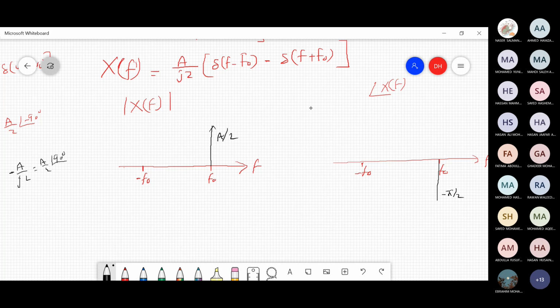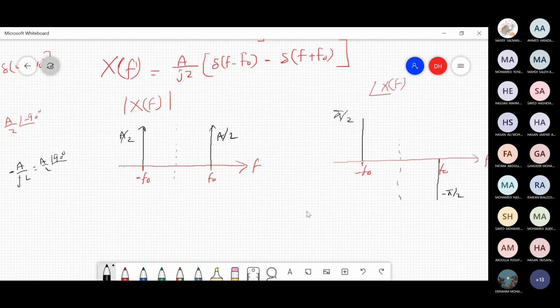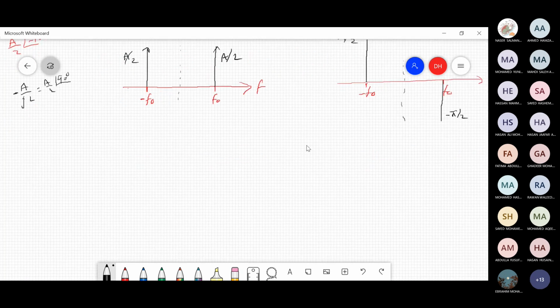Or from here you can find it, as we said, this should be even. So whatever you have here should be the same here, so this is A over 2. And whatever you have here, this should be odd. So you have it here with a pi over 2 positive. So it is also clear from here. Clear. Okay, I will leave this one for you. You do it.